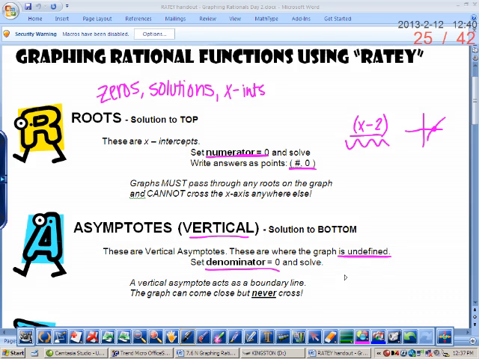So if I had a fraction, something on top, don't care what it is, but I had a factor of x minus 2 in the denominator, where would that create an asymptote? Okay, what would the equation be? X equals 2. These are vertical asymptotes. So at x equals 2, we'd have a vertical asymptote.